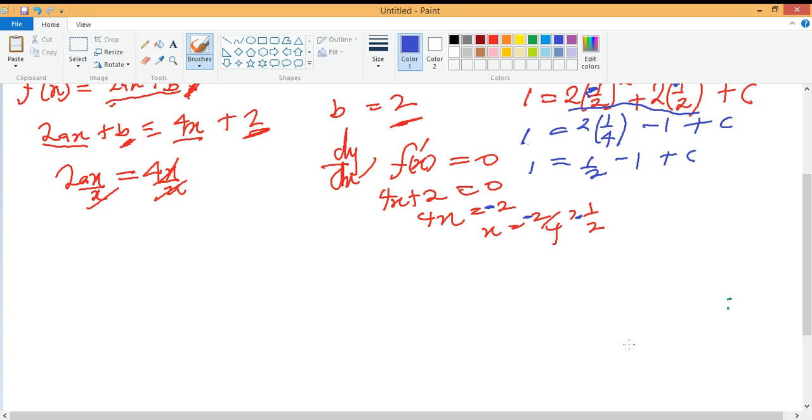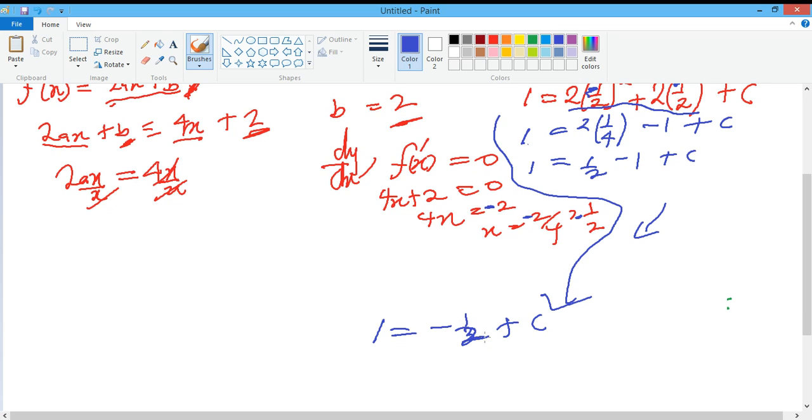Let me continue down here. Okay, so we have half minus 1 is negative half. So we have 1 is equal to minus half plus c. So my c is equal to 1 plus half. And my c becomes 3 over 2. That's the value of c.